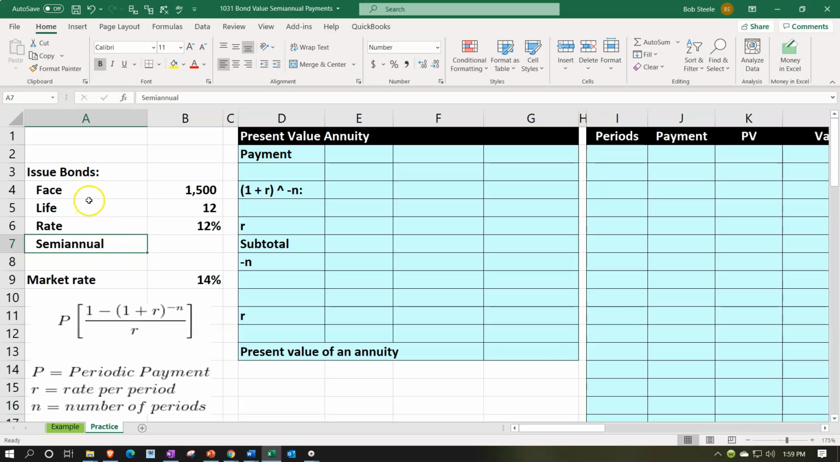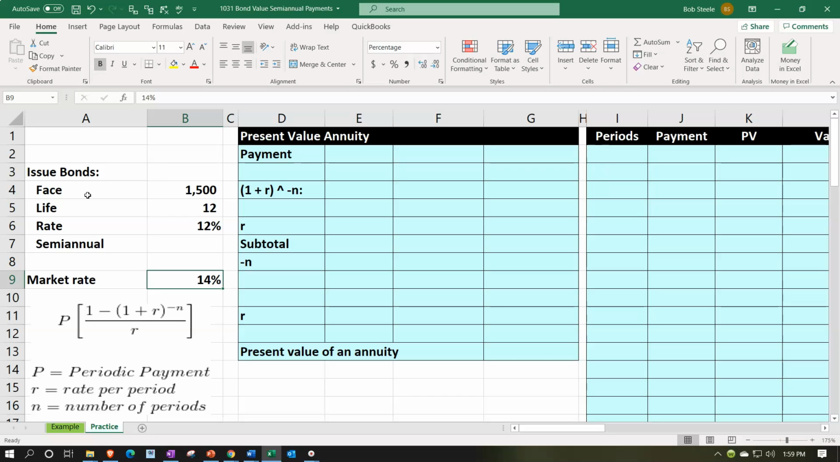Information, issuance of the bond: the face amount is going to be $1,500. The rate is 12%. The life is 12 years. Semi-annual payments as opposed to annual payments. And then the market rate, what would not be basically on the bond but be determined by the market, is going to be 14%.